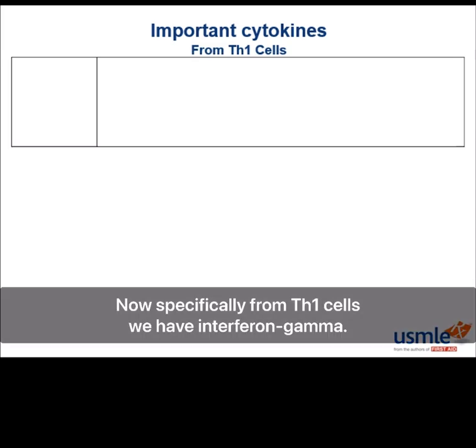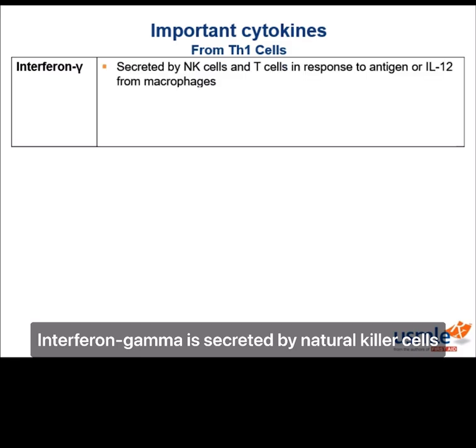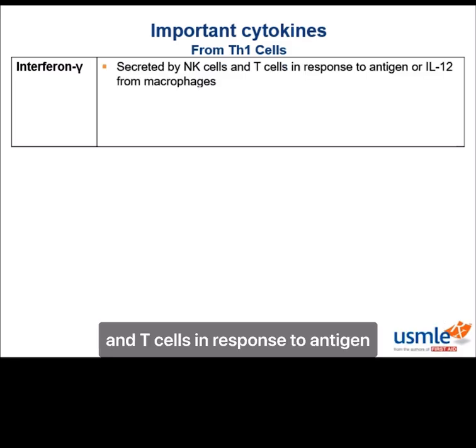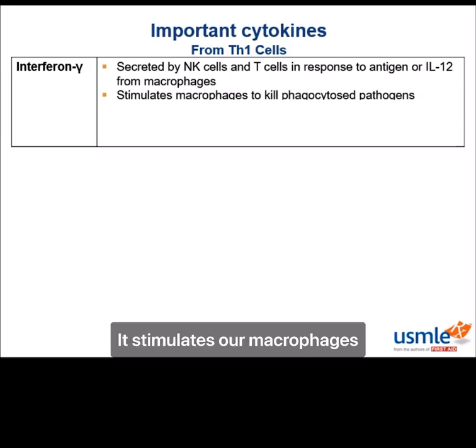Now, specifically from Th1 cells, we have interferon gamma. Interferon gamma is secreted by natural killer cells and T cells in response to antigen, or from IL-12 from macrophages. It stimulates our macrophages to kill phagocytosed pathogens.